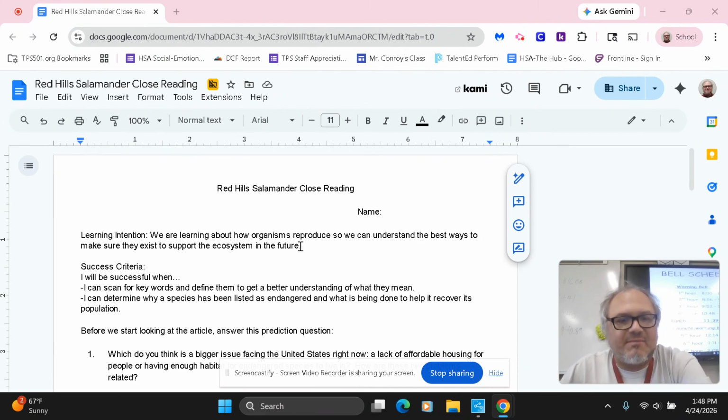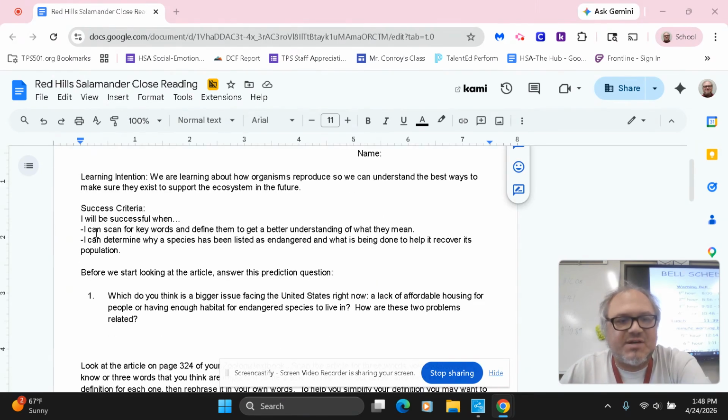Learning intention: we're learning about how organisms reproduce so we can understand the best ways to make sure they exist to support the ecosystem in the future. Success criteria: I'll be successful when I can scan for keywords and define them to get a better understanding of what they mean, and I can determine why a species has been listed as endangered and what is being done to help recover its population.